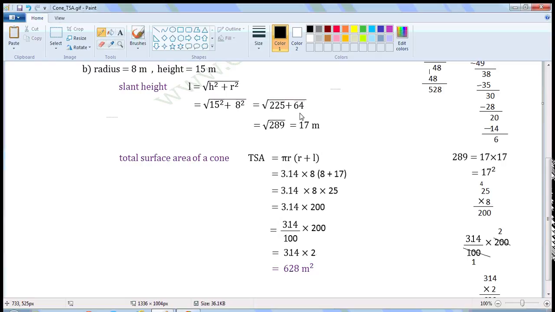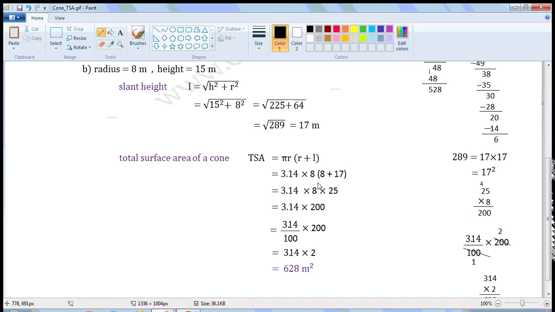225 plus 64 is 289. So we can write this as square root of 289. Square root of 289 is 17. So slant height is equal to 17 meters. So units of radius and height are meters. So units of slant height will be meters. Now substitute the values of pi, r and L in this formula to find TSA. That is equal to 3.14 into 8 into 8 plus 17.